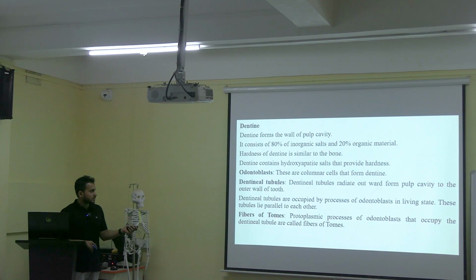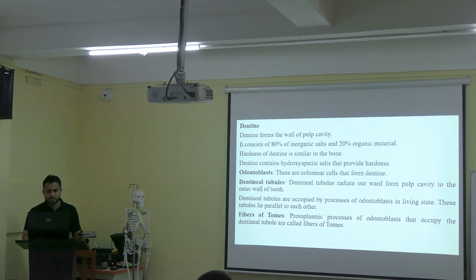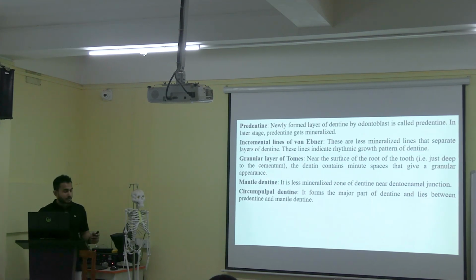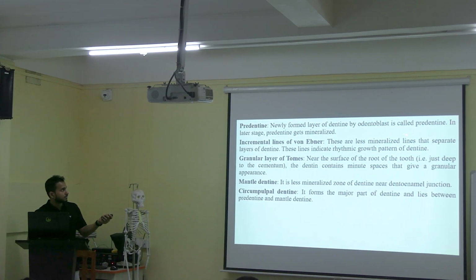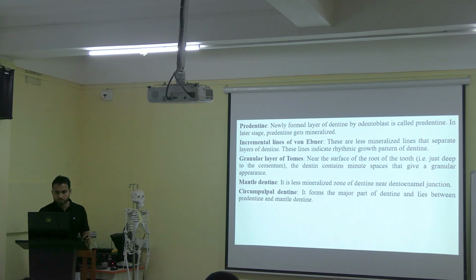Now fibers of Tomes. What are these fibers of Tomes? Now these are the protoplasmic process of odontoblast that occupy the dentineal tubules. Okay. So these are called as fibers of Tomes that can be seen in the dentine. Next, there are different zones or different areas of the dentine depending on the mineralization. Okay, pre-dentine is there, that is the newly formed dentine. Okay, newly formed layer of dentine by odontoblast, that is called pre-dentine. Later on, it is to get mineralized.